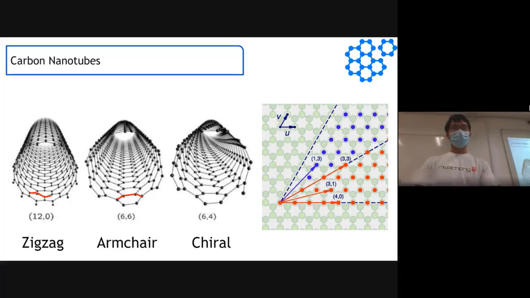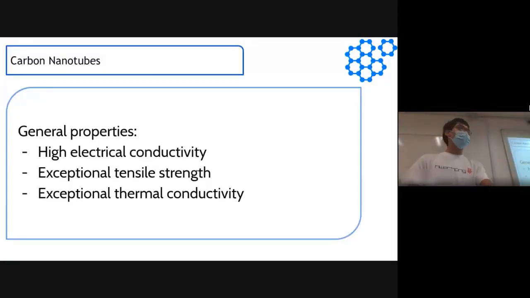We can understand how we get these three different types of nanotubes by taking a flat sheet of graphene, which is sp2 carbon-carbon bonds. The numbers that you see in the coordinates are vectors that represent the axis along which you roll up the graphene sheet in order to get the nanotube. That being said, there are still some general properties behind the nanotubes in that they have high electrical conductivity, exceptional tensile strength, as well as thermal conductivity.